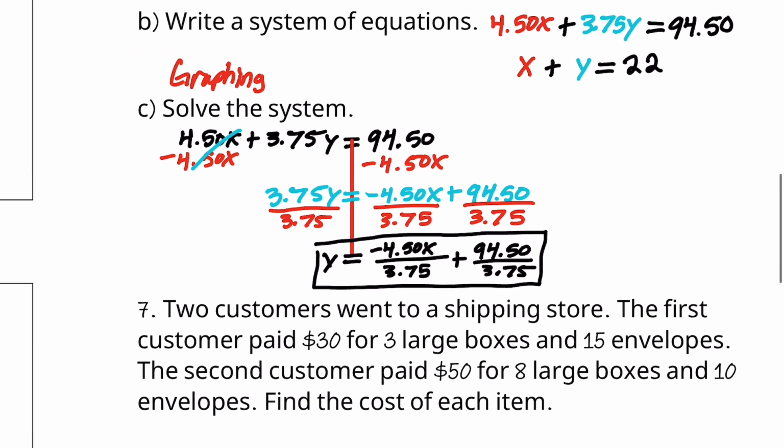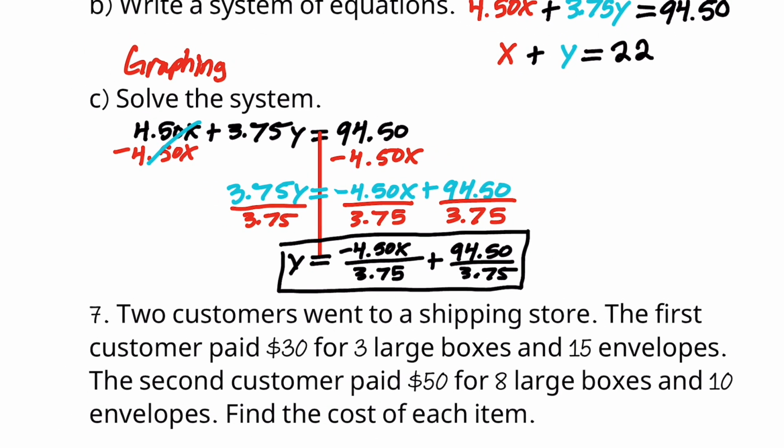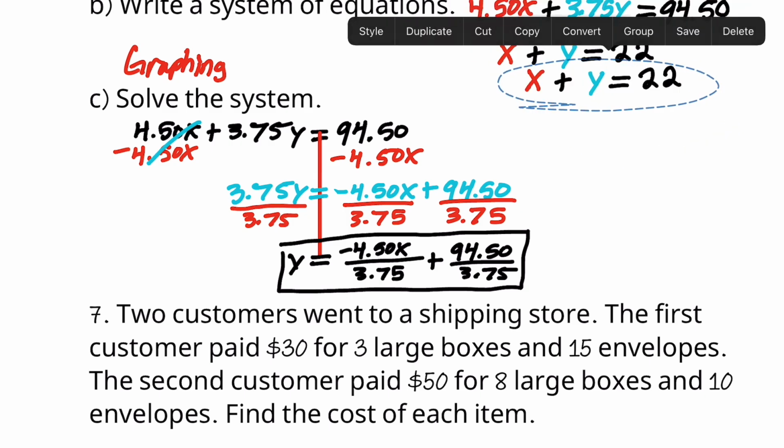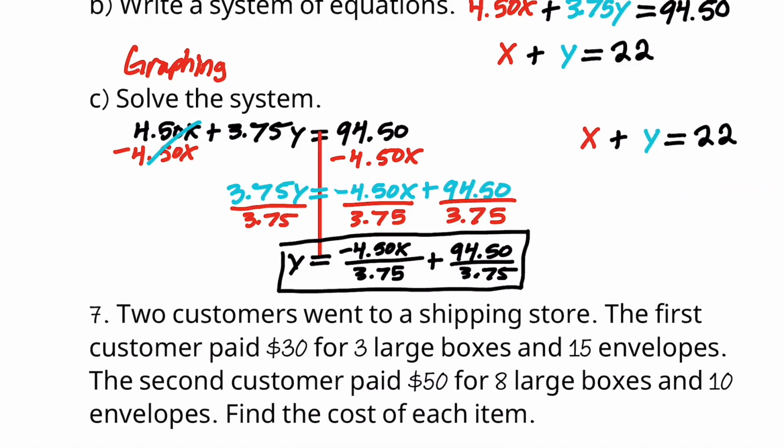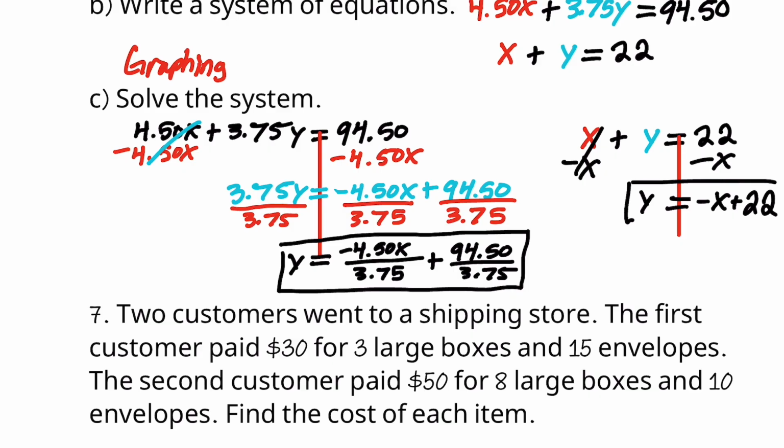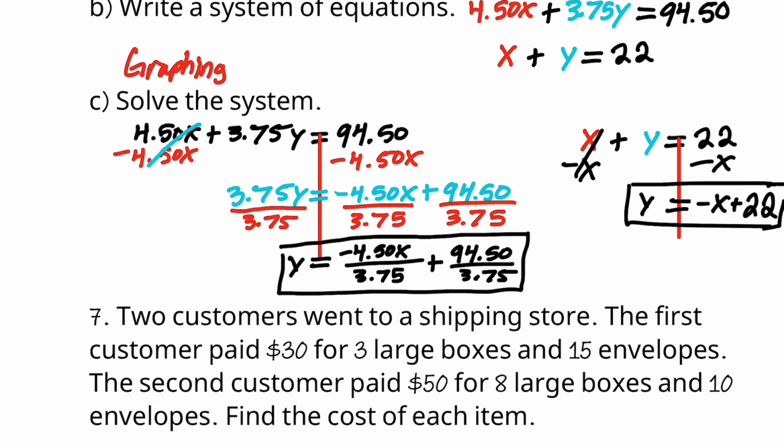Over here on the right, let's do my second equation. So here's my second equation. And let me go ahead and draw a line down my side. This one's a pretty easy one when solving for x. Subtract x on both sides. And x and x goes away, and I'm left with y equals negative x plus 22. And there we go. Now I have both of my equations.